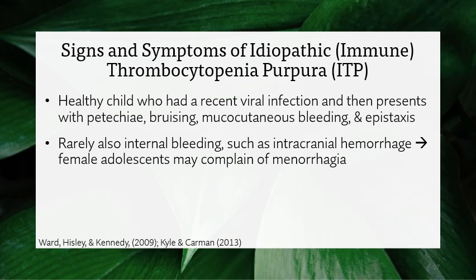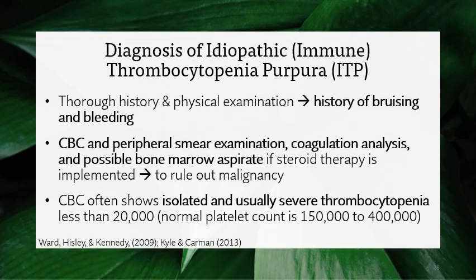What are the signs and symptoms of ITP when we see our patients? Healthy children actually have nothing, but they have recent viral infections, and they suddenly present with petechiae, bruising, mucosal bleeding, and epistaxis. And sometimes, rarely, internal bleeding happens, such as intracranial hemorrhage. And some female adolescents may also complain of menorrhagia, so just excessive bleeding from their period.